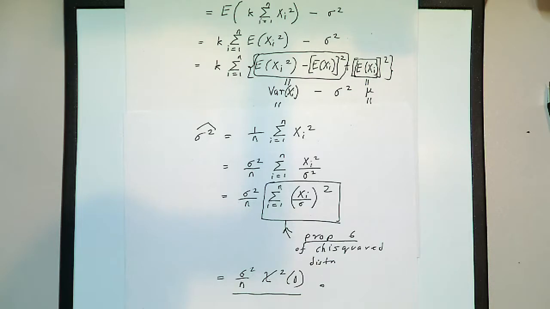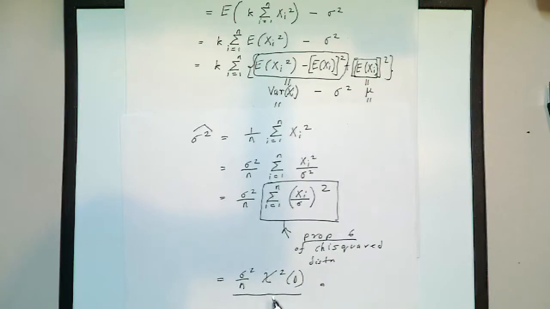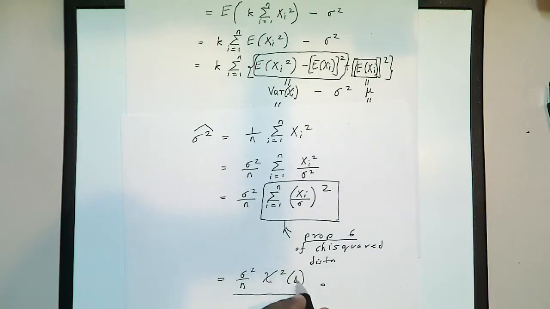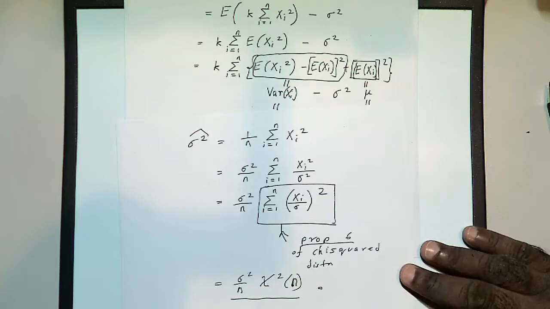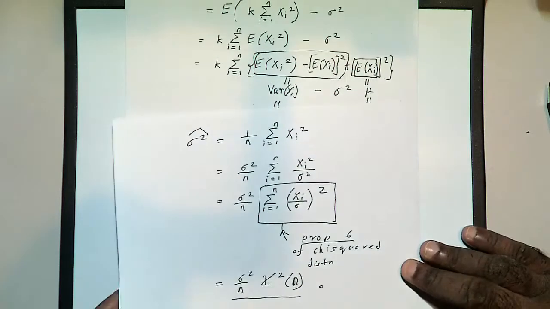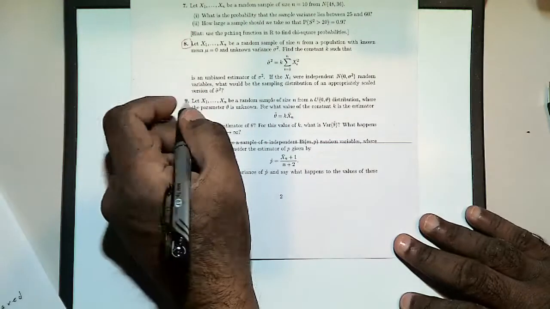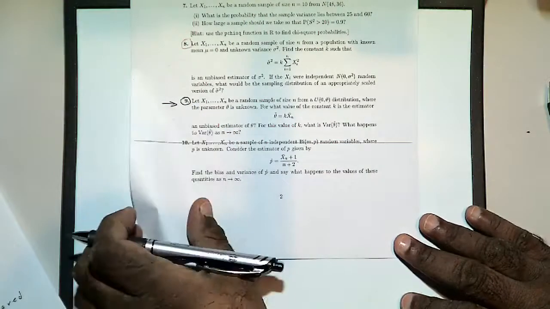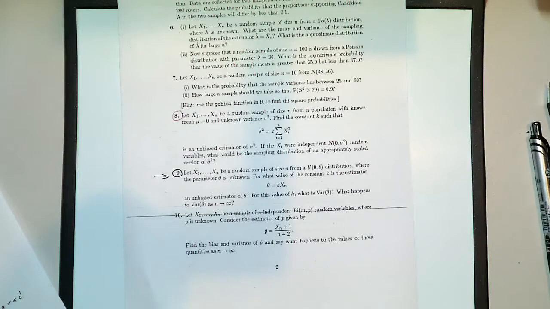All right, so the sampling distribution of sigma hat squared is simply this constant multiplied by, it should be n, guys, multiplied by a variable with n degrees of freedom. Okay. All right. So that's question number 8. So can you, a few minutes, try and see if you can do question 9 by yourself.